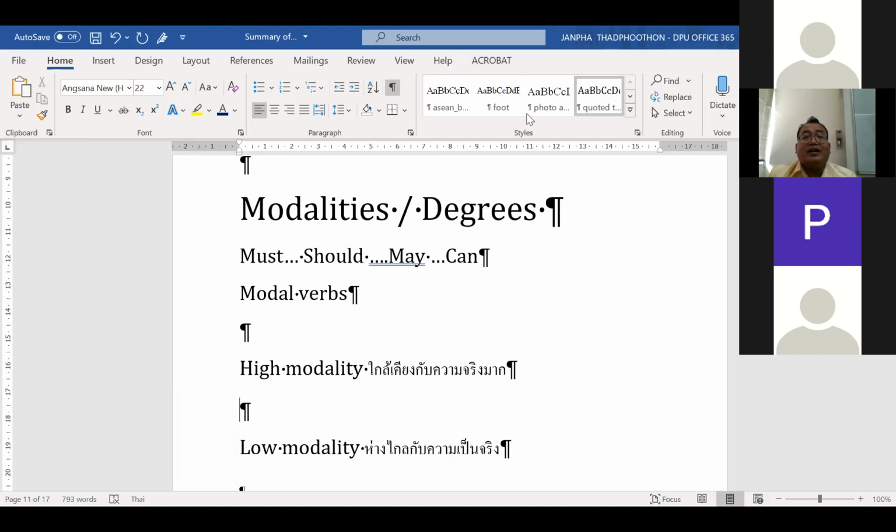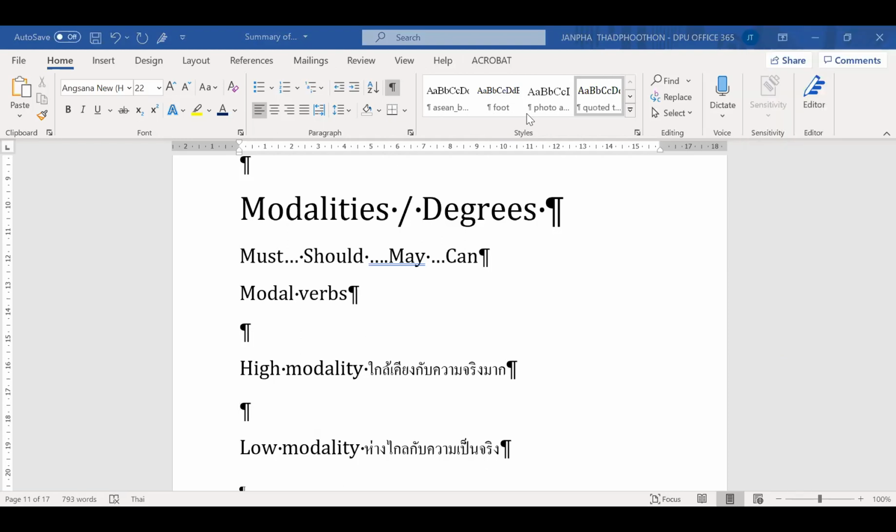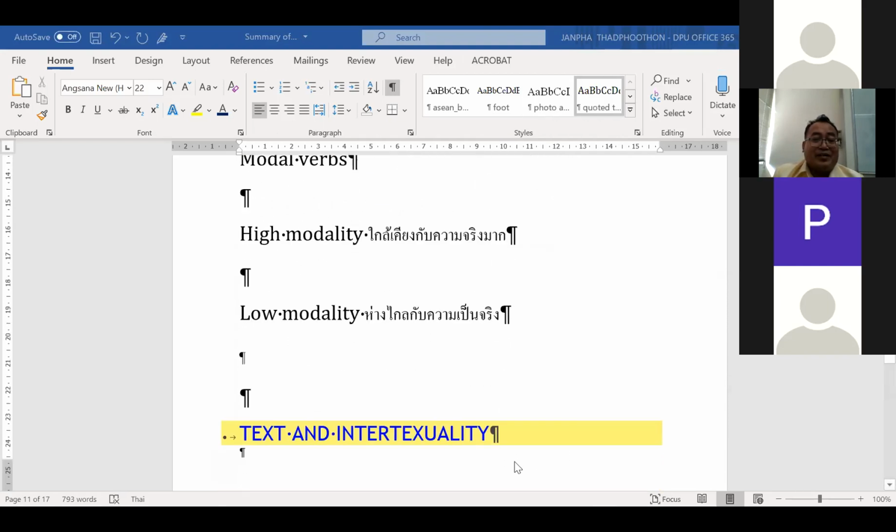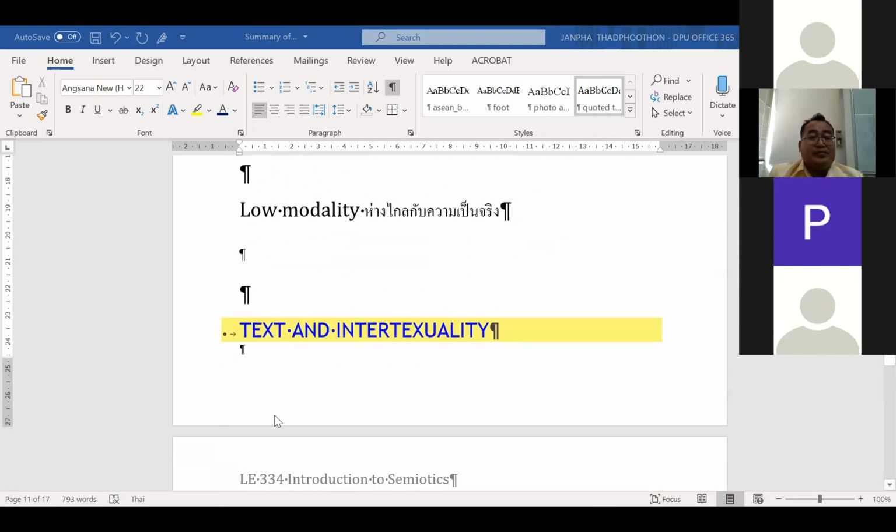Okay, because you are on the screen, you will see me as well. Okay. What about this? It's still high, right? Low in modality means it's too far from reality. Okay. Any question so far?